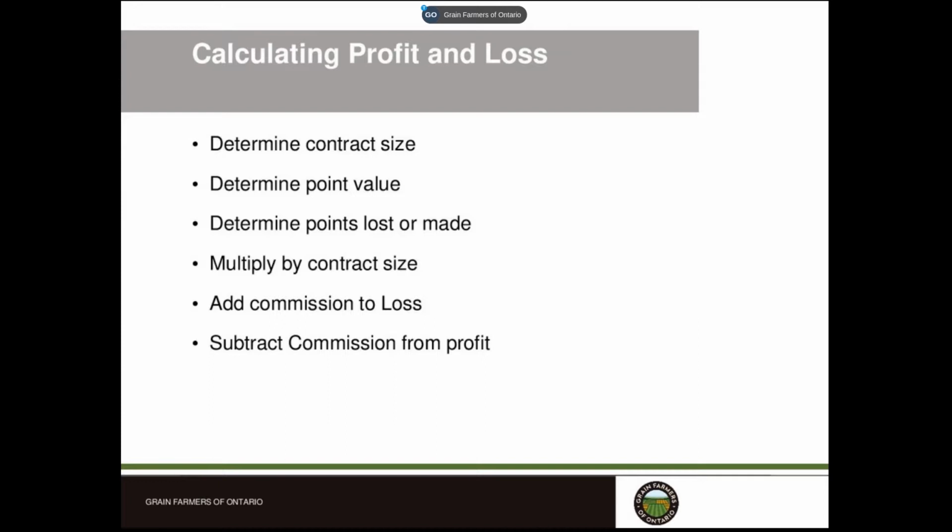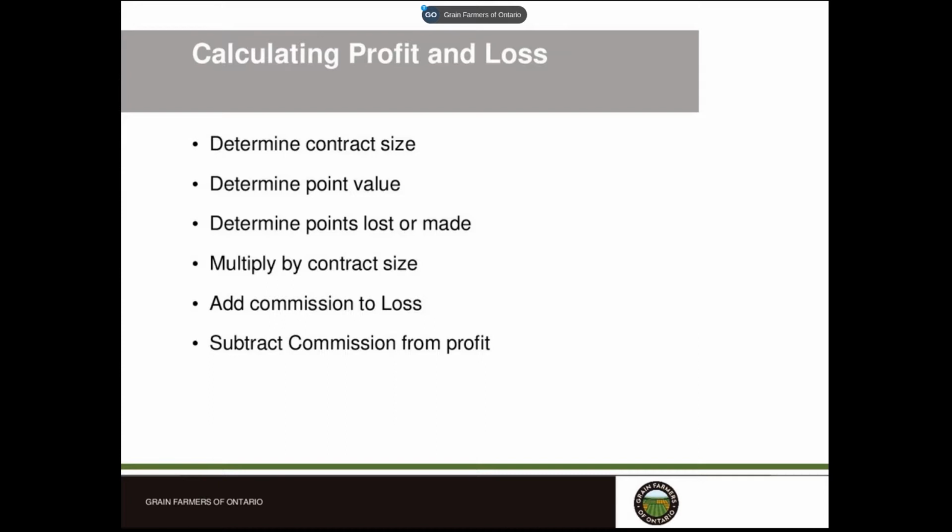Now that money is yours to do with what you want. You can leave it in your account for excess reserves in case you get a margin call. You can take it out and go shopping with your wife. It's up to you what you do with it, but it's your money. So basically, you take the size of the contract, multiply it by the point value, and that's how you come out with your net profit or loss.